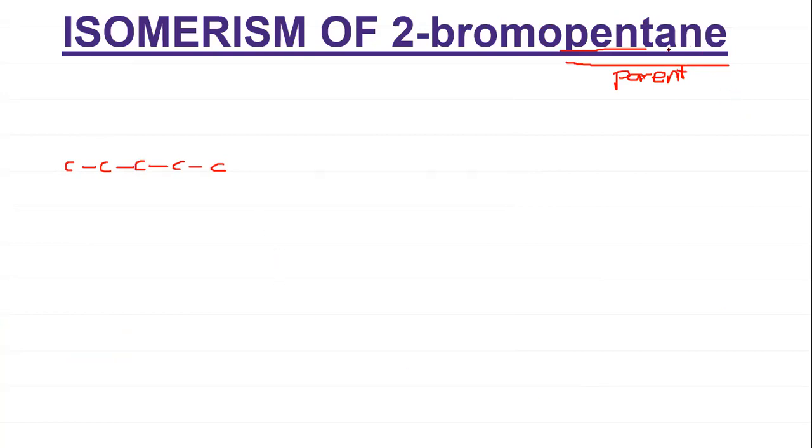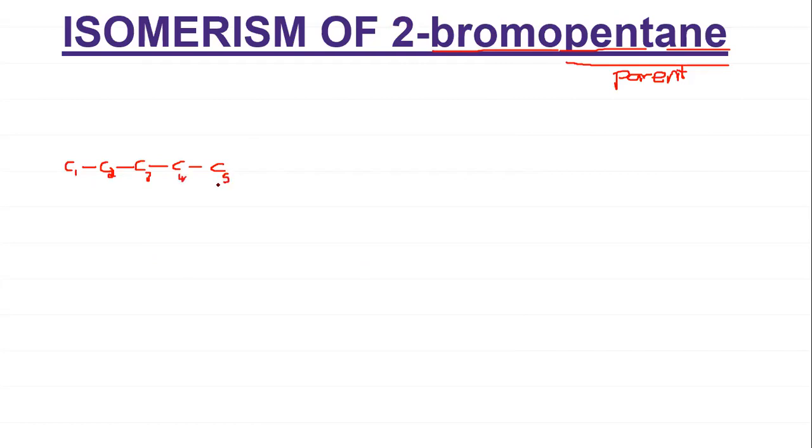And the name ends with ANE. In other words, I have single bonds between carbon and carbon atoms. And the bromo means I have a bromine there as my functional group. And the 2 means the bromine is on carbon number 2. So if I number from left to right, I will say this is carbon 1, that is carbon 2, that is carbon 3, that is carbon 4, that is carbon 5.